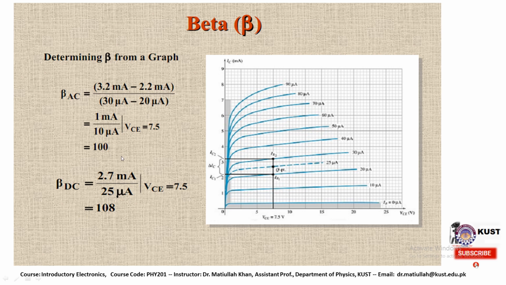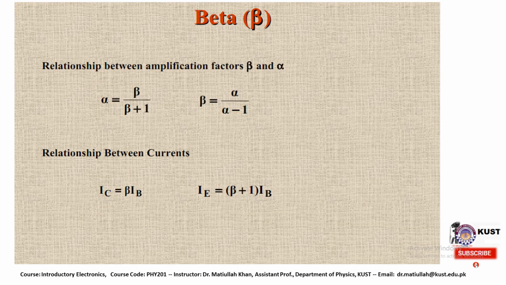This is actually the simple relationship between alpha and beta. Alpha is equal to beta divided by beta plus 1, and the same if we solve for alpha, beta should be equal to alpha divided by 1 minus alpha. And there is also a relationship between different currents. The collector current is equal to the base current multiplied by beta, and similarly the emitter current is equal to beta plus 1 times the base current.